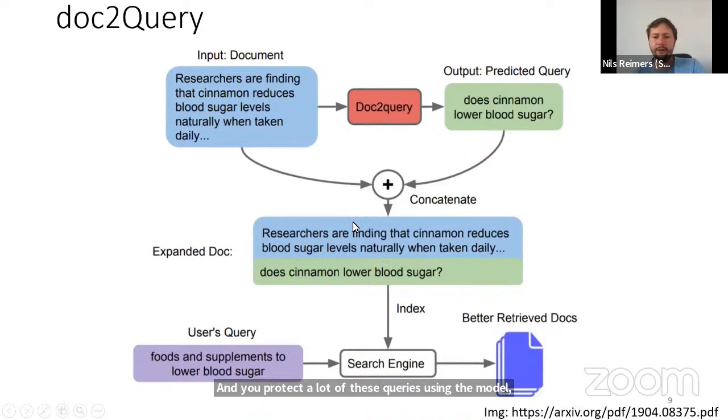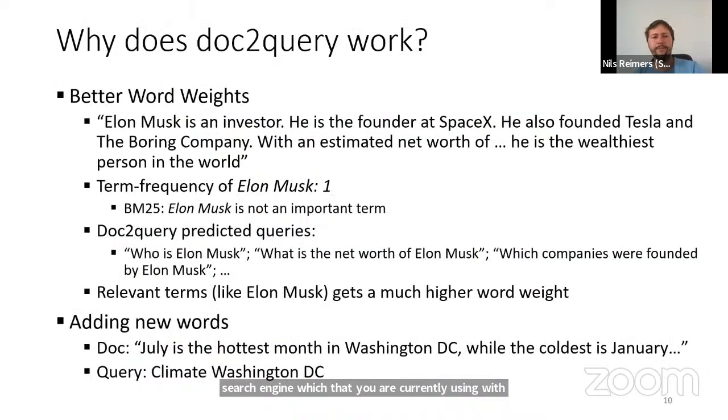And then you do a simple concatenation. You take the original document and all the queries you predicted, and you index it in the existing search engine like Lucene, Solr, or Elasticsearch. Then when a user query comes, you search through the original document and the predicted queries, and you get better retrieved documents. So it's an extremely simple, nice approach, extremely simple to deploy because you do not need to change the search engine you are currently using with lexical search. And the first question is, why does Dr. Query work?